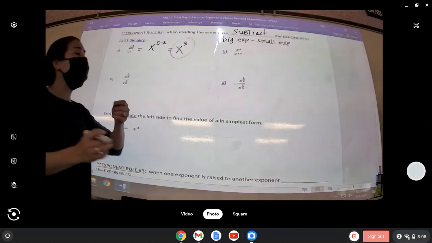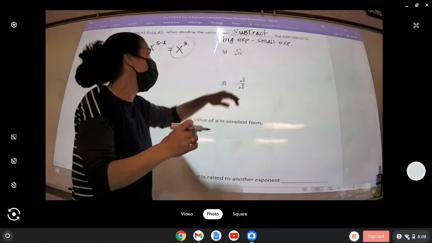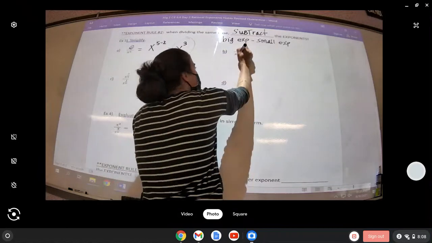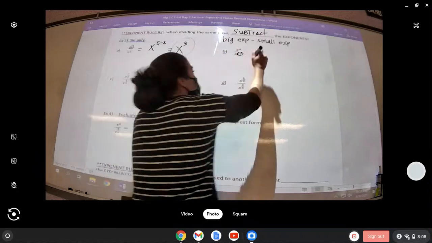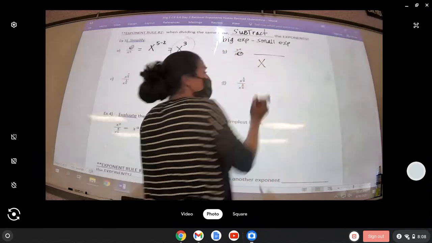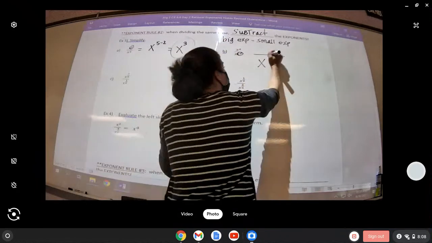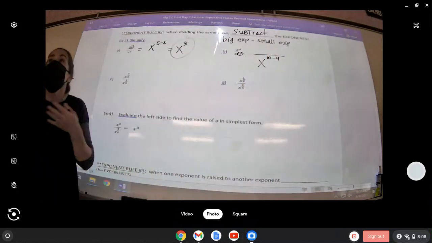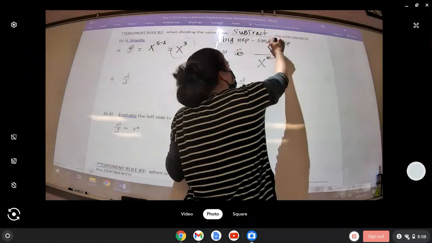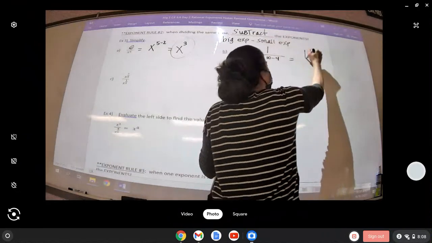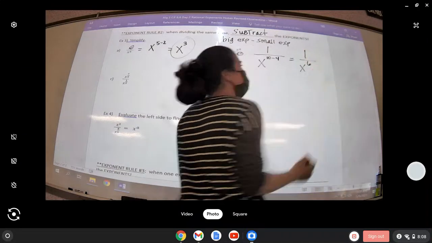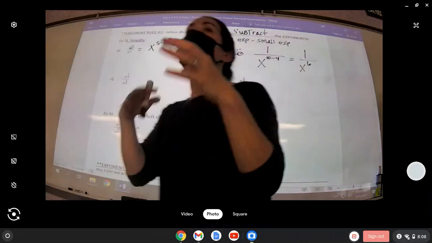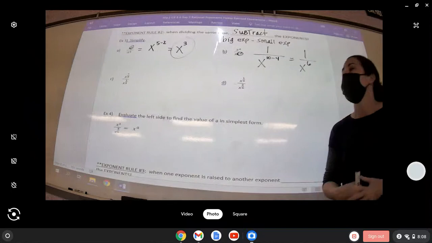Okay? Well, what if the bigger exponent wasn't on top? What if you had x to the 4th divided by x to the 10th? Now 10 is the bigger exponent. So I'm definitely going to put it back on the bottom and subtract my exponents, which would be 10 minus 4. And now since my numerator is empty, I have to put a 1 to placehold. So then it becomes 1 over x to the 6.